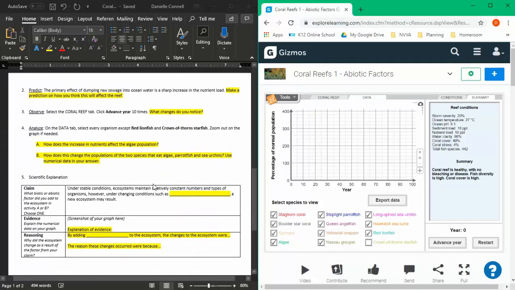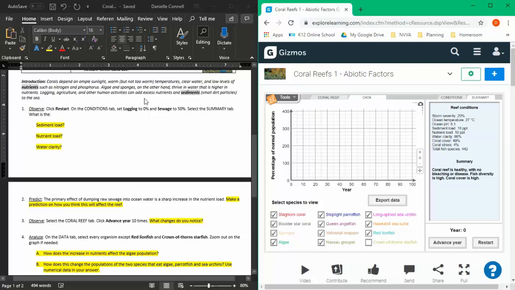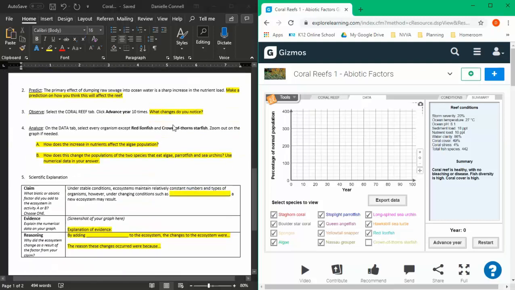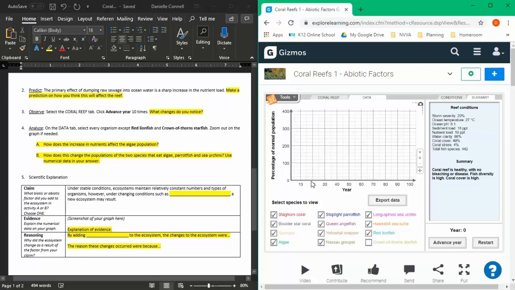Number 2 says predict. The primary effect of dumping raw sewage into ocean water is a sharp increase in the nutrient load. Okay, so we're adding 50% raw sewage, which is going to increase the nutrient load. Wait, we talked about nutrients up in this introduction. Might want to go back and read that. Make a prediction on how you think this is going to affect the reef. So again, we're not touching anything on the simulation, just taking a guess. Go ahead and pause me to answer number 2.